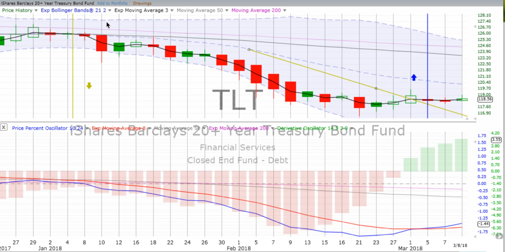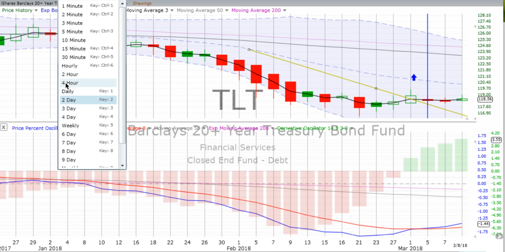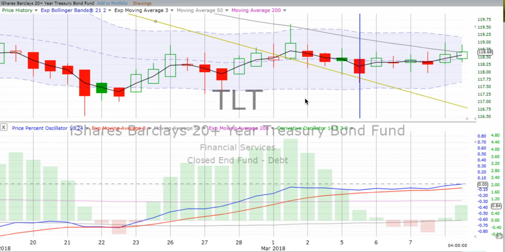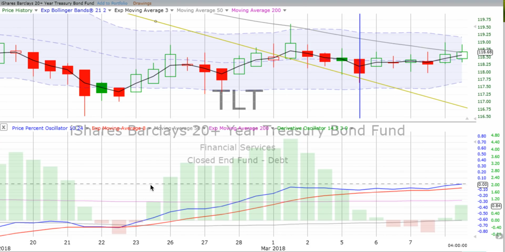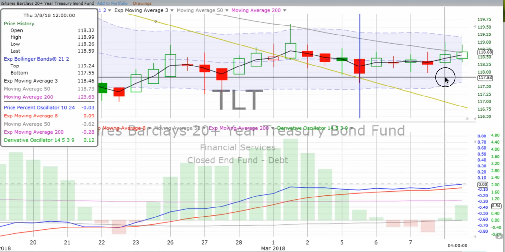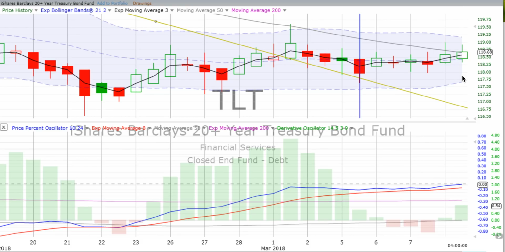So we see that on the 2-day chart. And as we look at the 4-hour chart on 20-year bonds, we saw that it crossed over going up all the way back on the 23rd. We had up movement in the morning and in the afternoon.